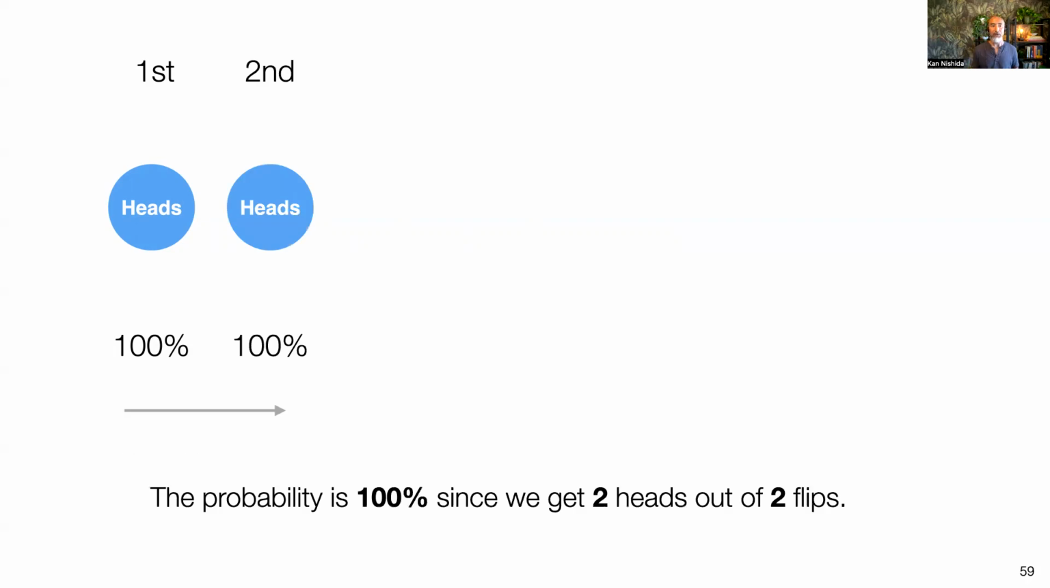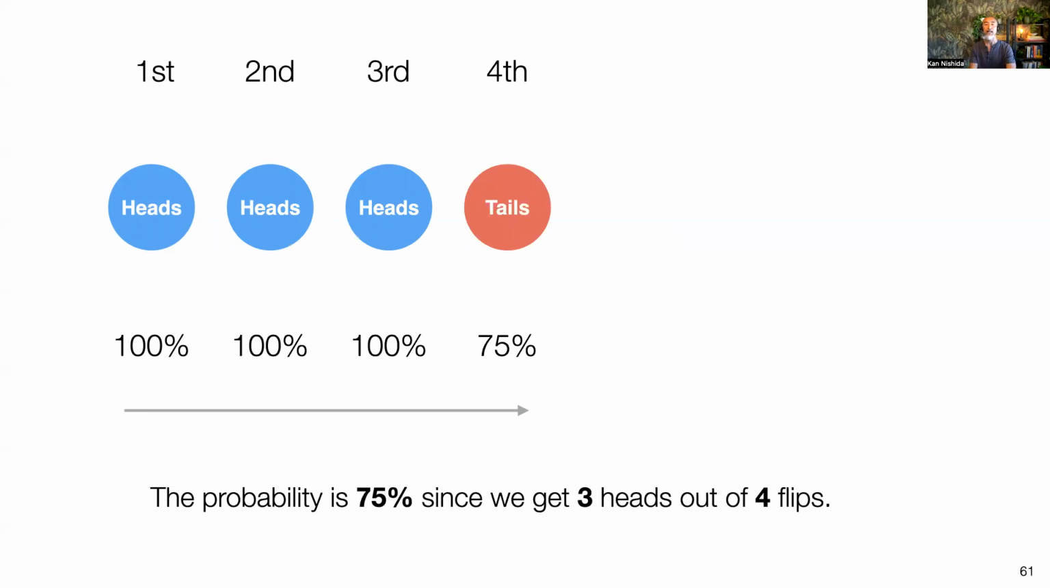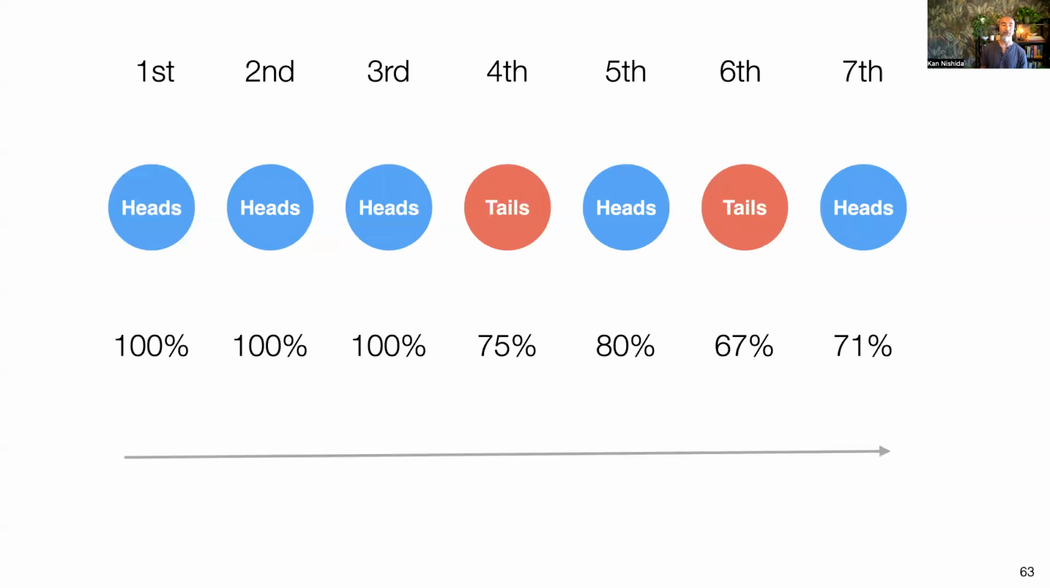And then you flip the coin the second time, and again you get heads. So now you have two heads out of two flips, therefore it's 100%. The third time, again you got heads, and 100%. The fourth time, now you got tails. So three heads out of four flips, meaning 75%. And the fifth time, sixth time, seventh time, you keep repeating this. And not just 7 times, how about repeating 100 times or 1,000 times?